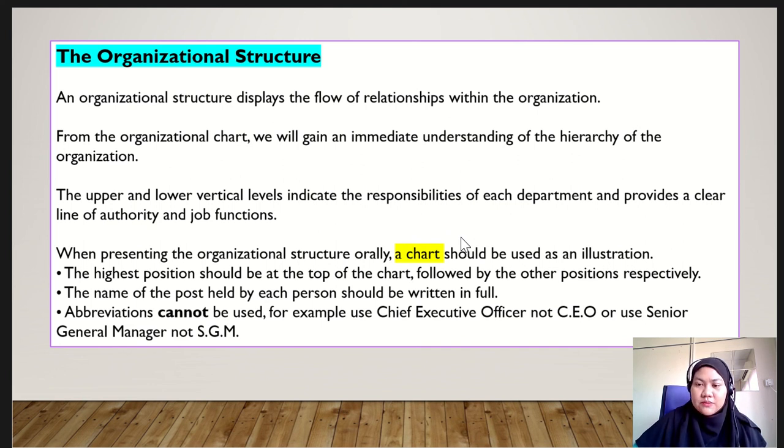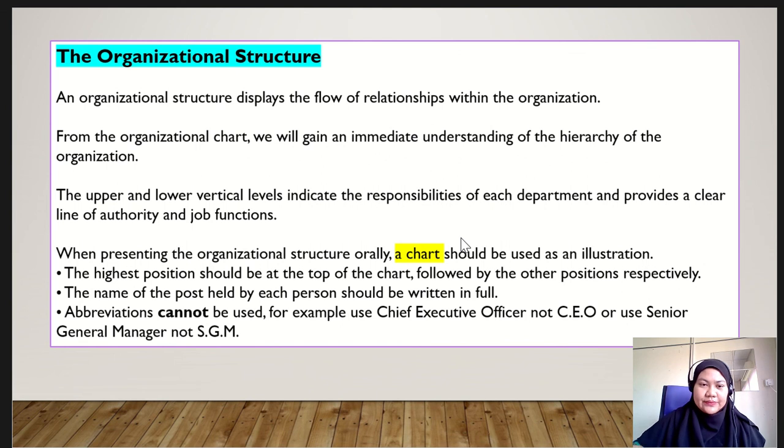The most common display of organizational structure is by drawing up a chart. The best illustration is by having a chart. The highest position should be at the top as usual, and then after that will be the people the highest position is responsible for, and so on. And then after that the underlings.